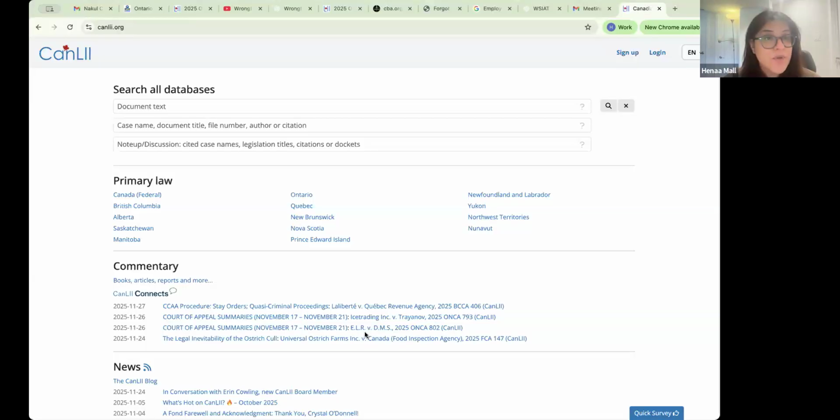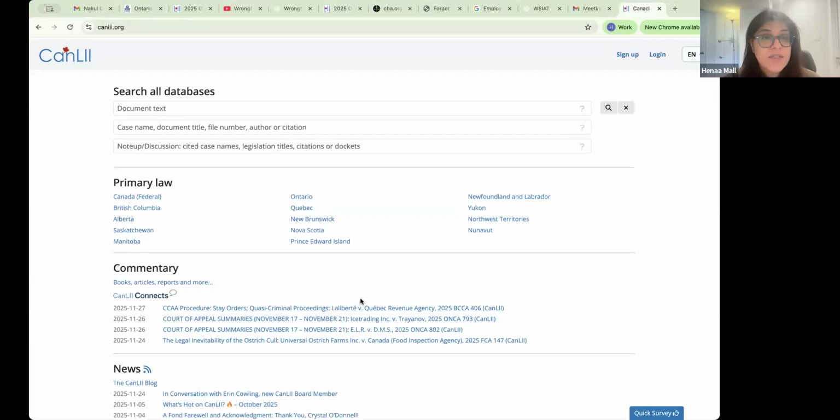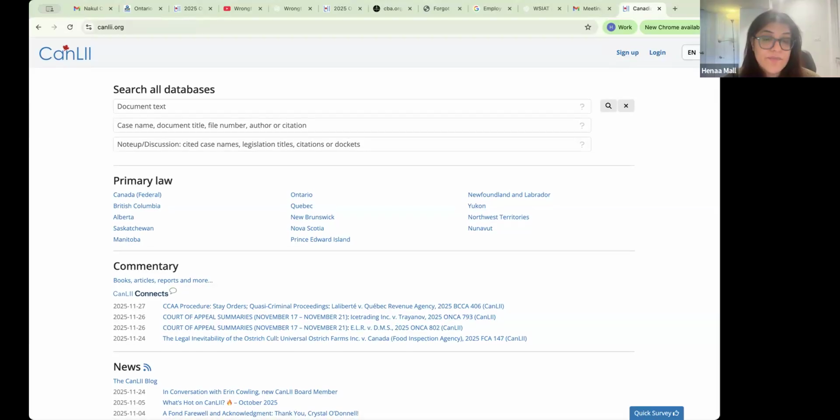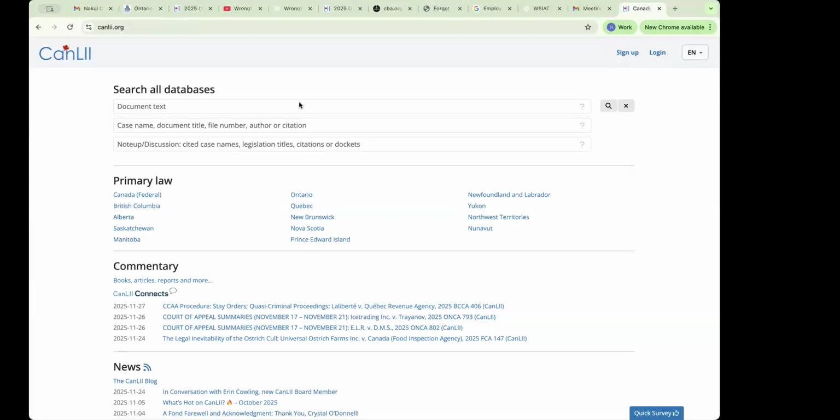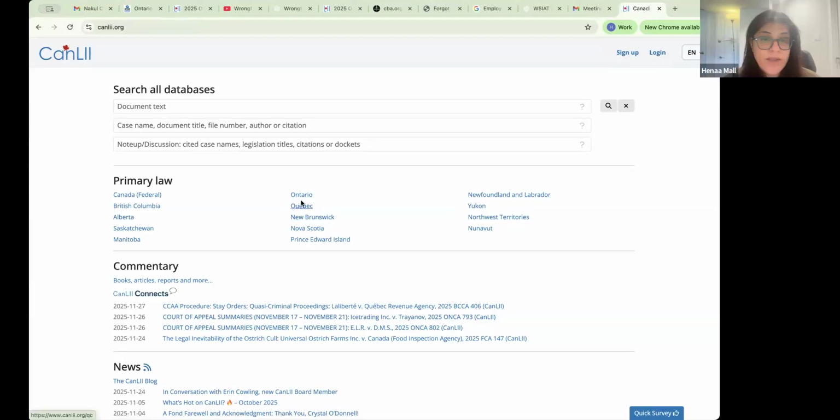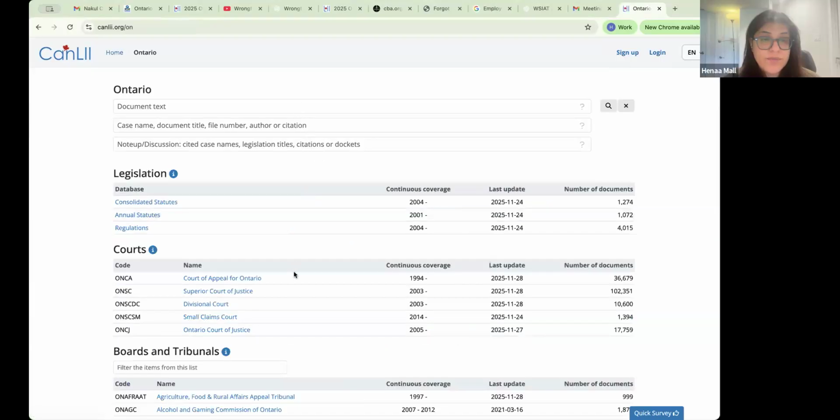Is my screen clear to everybody? Can you see my screen? This is Canly. Can you see my screen, guys? Yes, screen visible. Okay. Now, let's go to Ontario.